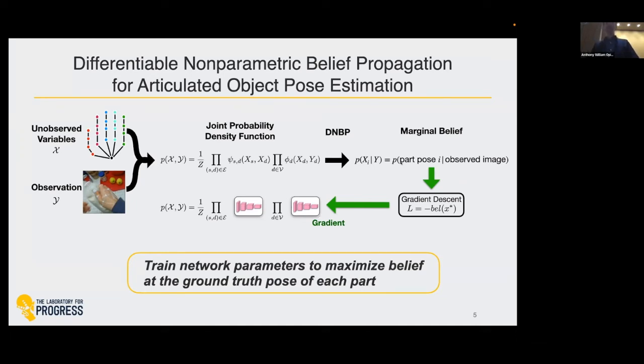What we did in this project that's a little bit different is we would insert differentiable neural networks to replace what would have been those handcrafted probabilistic functions in the joint PDF, and then use backpropagation and gradient descent to train the individual neural networks. The training objective in this application is we try to train the network parameters to maximize the belief at the ground truth location of each of the part poses that we're interested in.